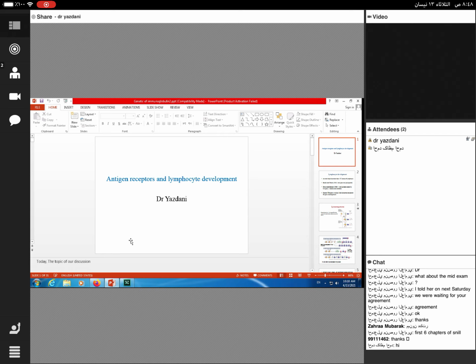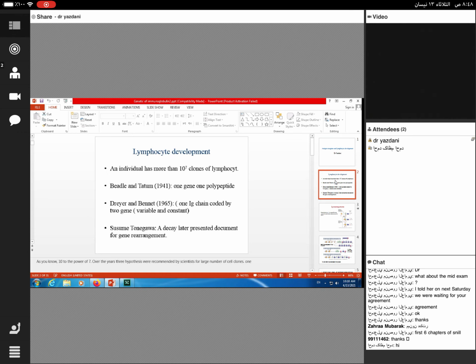Today the topic of our class is antigen receptors and lymphocyte development. As you know, an individual has more than 10 to the power of 7 clones of lymphocytes. Over the years, 3 hypotheses were proposed by scientists to explain the large number of cell clones.